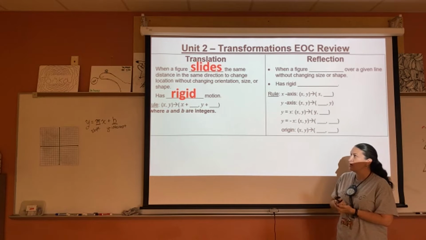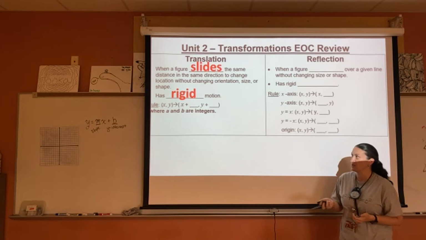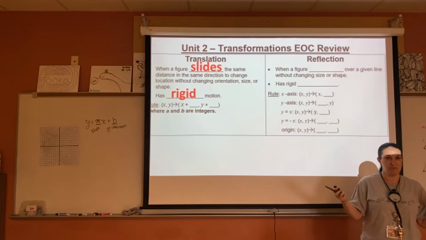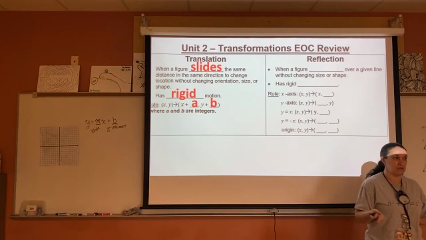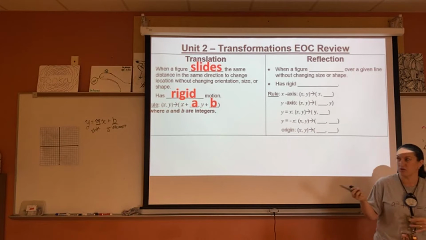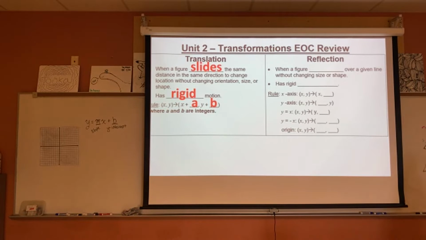There's a general rule for translations that I'm going to give you, and it is that you take the x and y value and you add some integer a and b. So a and b are just integers, meaning they're whole numbers or they're opposites. So it could be something like x plus 2, y minus 4. That could be an example of a translation rule.